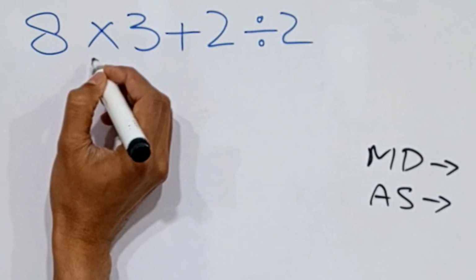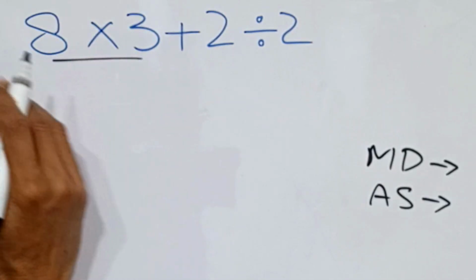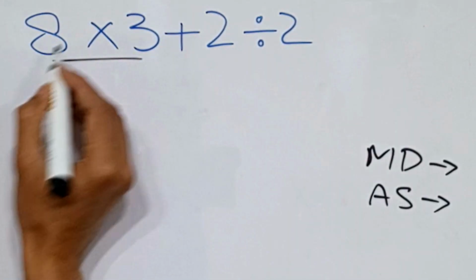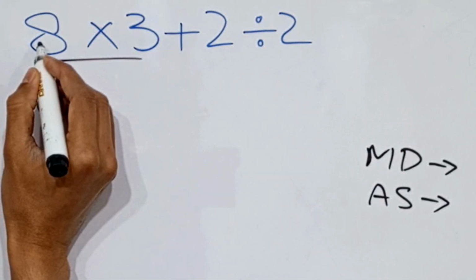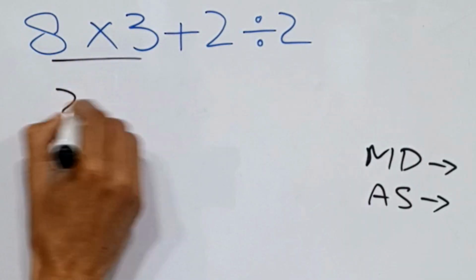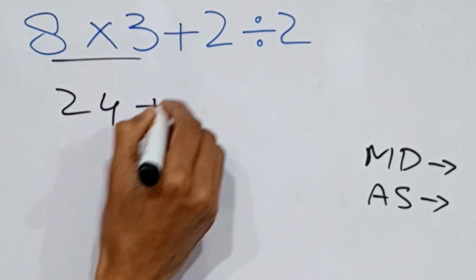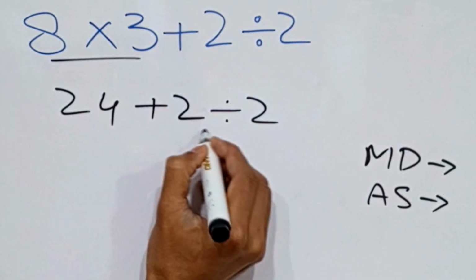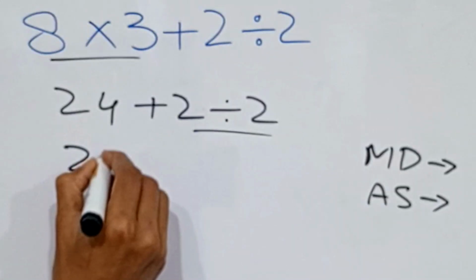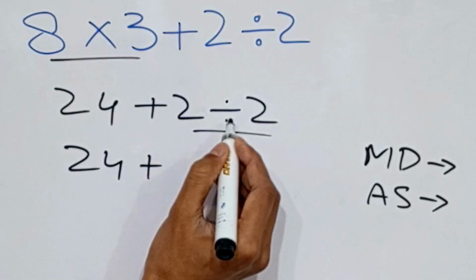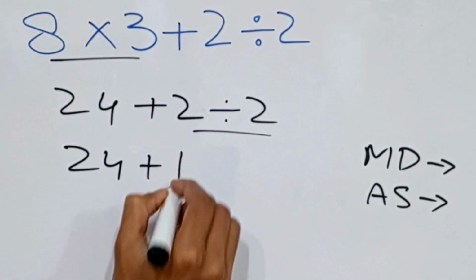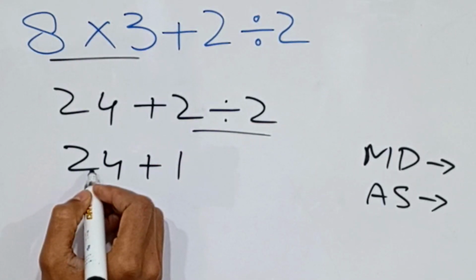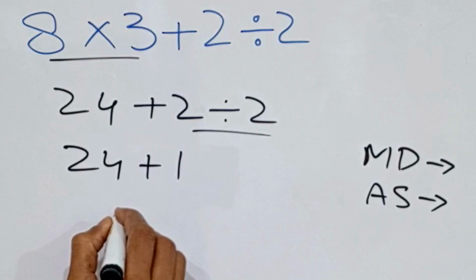8 times 3, right? Multiplication and division from left to right. So multiply first. 8 times 3 equals 24. Plus 2 divided by 2. Now divide first. 2 divided by 2 equals 1. That's 24 plus 1 equals 25.